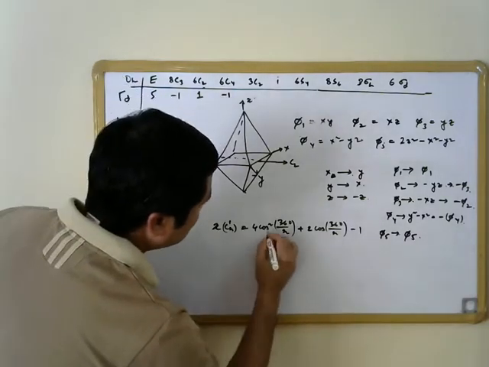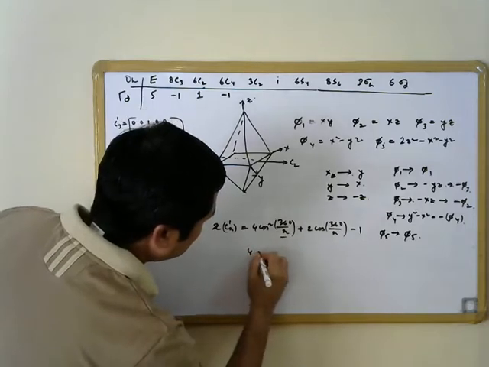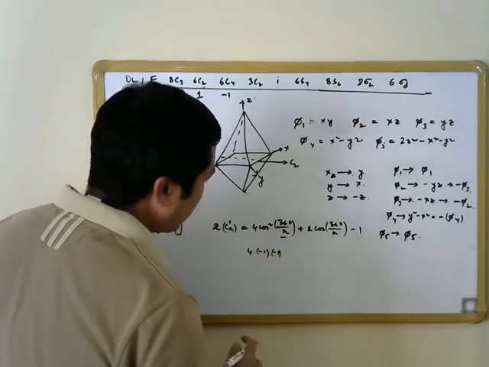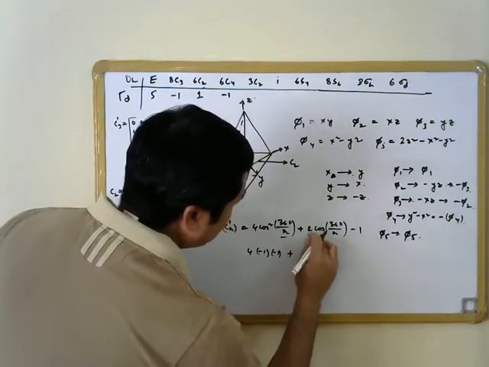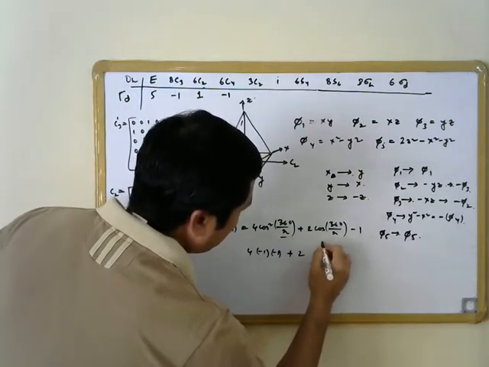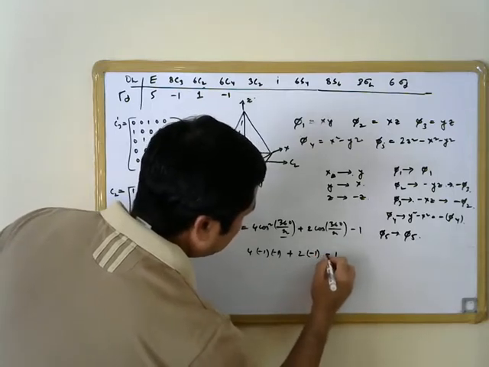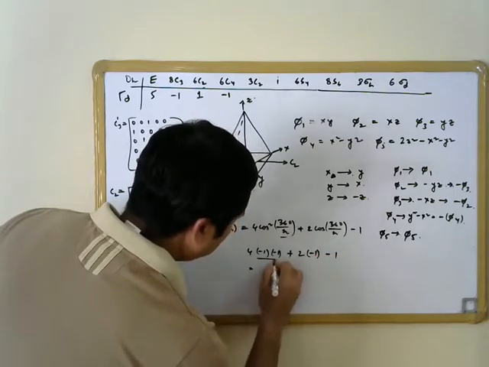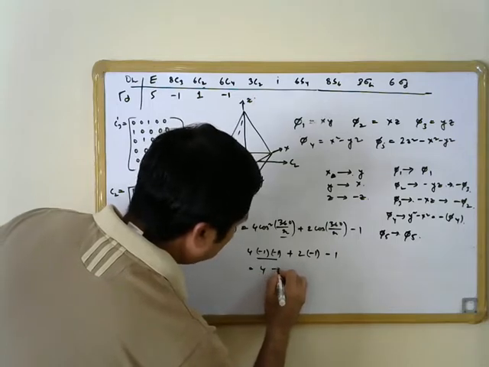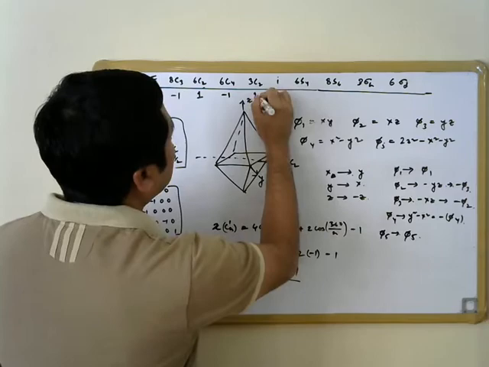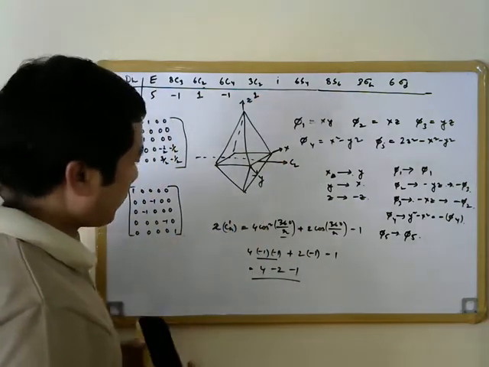So cos minus 1 into minus 1, because we have cos square theta here. And then we have 2 cos 180, which is minus 1, and then minus 1 here. So this is going to be equal to plus 4 minus 2 minus 1, which is going to be equal to plus 1.